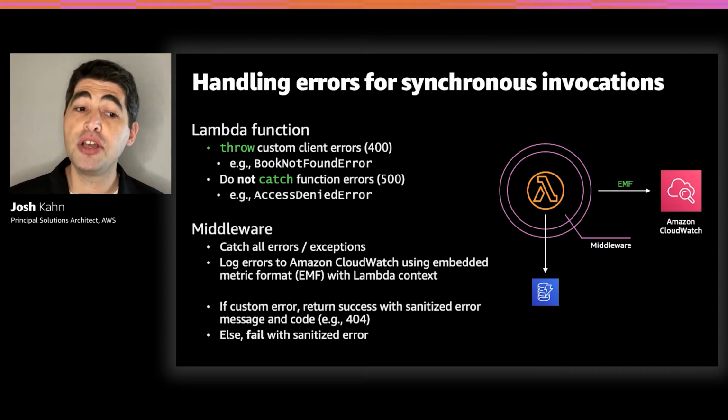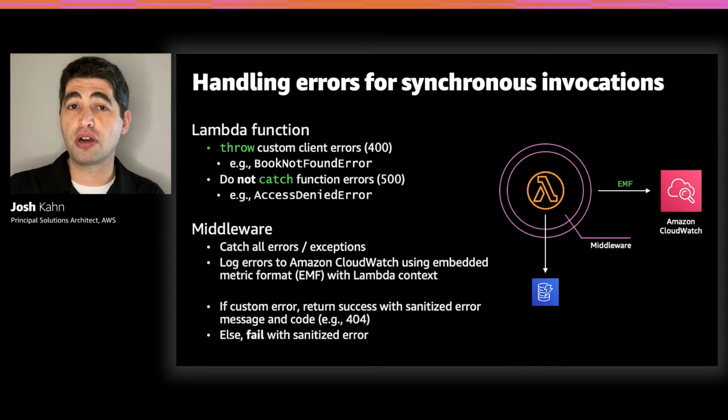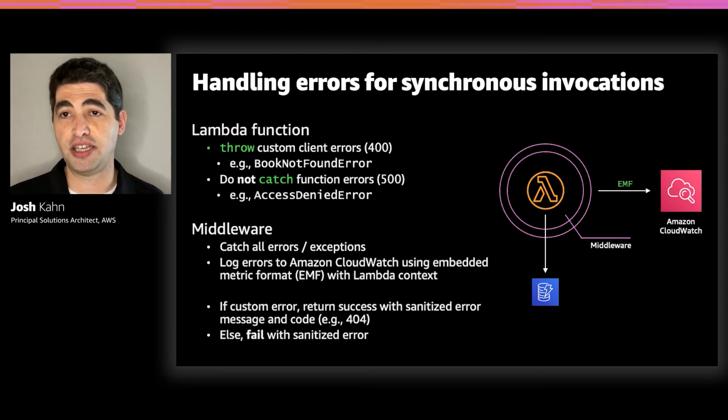In the synchronous case, the middleware is then going to inspect the error that it caught. If it's one of those custom errors or something that the client should be aware of, it can return successfully from the Lambda function. And when I say return successfully, the Lambda function still completes. It's not going to throw an error, but it's going to return with an erroneous status code, again, maybe 404 in the case of a record not being found, with a useful error message for the client. If it's any other type of error, something that's happening on the back end that the client can't recover from, we're going to want to fail that Lambda invocation by throwing or raising an exception.